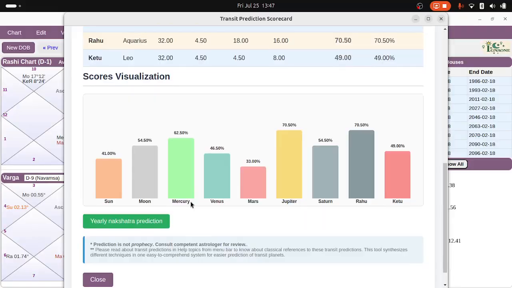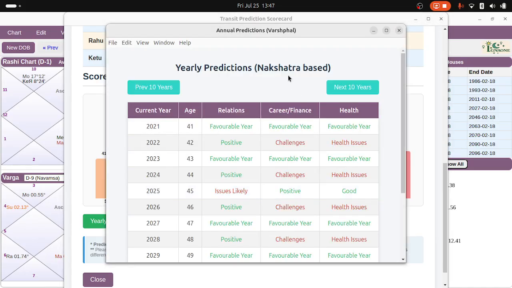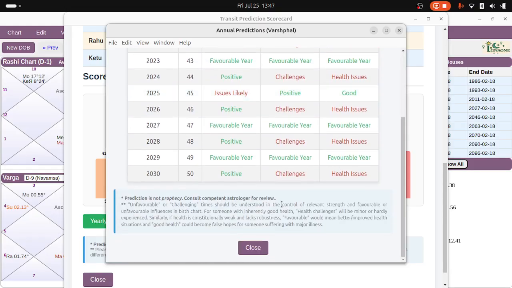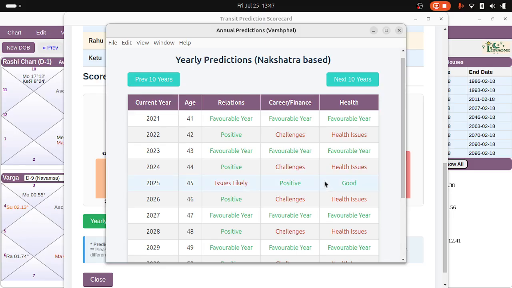So yearly nakshatra prediction is also taken from Jatak Bharanam. Again, it's not my imagination or fantasy. Clicking here, this is taken from your birth nakshatra. So for all relations, not just man, woman, or marriage. Career, finance, health. So these three heads are calculated. Don't take things as prophecy. I've written here a unit expert guidance for this.